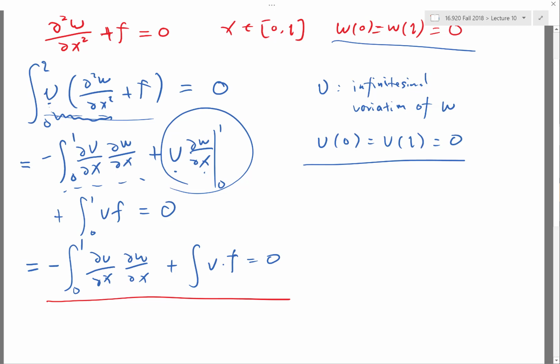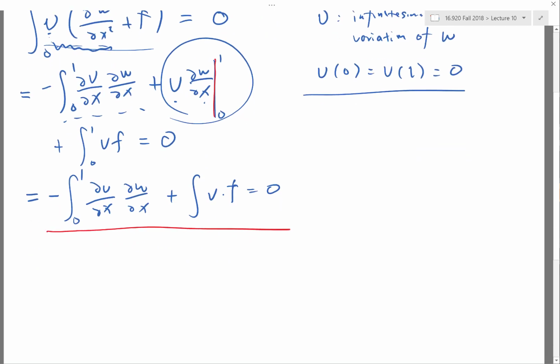For the integral of vf, actually the boundary condition doesn't really matter because I'm integrating within the domain from 0 to 1. I have no idea what the function v is. Oh, I see. Inside the domain, I only know the value of it at the boundary of the domain, right? So this vertical bar means the value of v times dw/dx at 1 minus the value of the same function at 0. So that I know is 0. Okay, but the integral I have no idea.